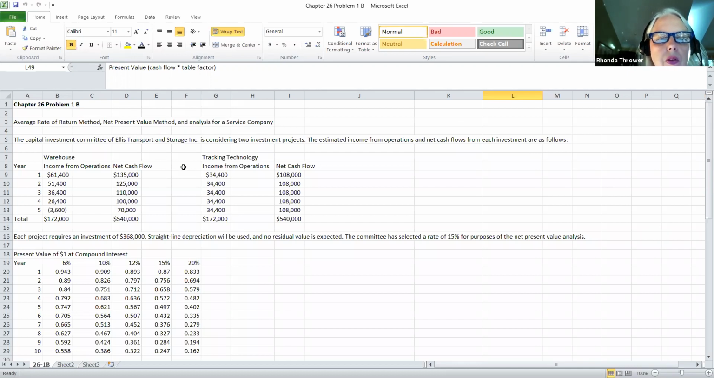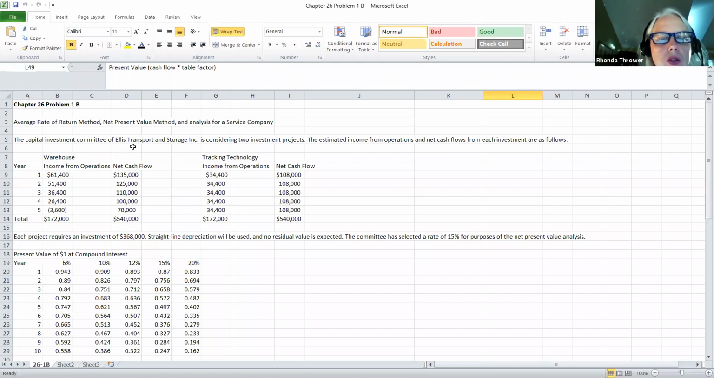Capital investments are investments in fixed assets that companies are wanting to make. And what capital investment analysis does is it allows management to evaluate alternatives in purchasing fixed assets. It allows them to choose which asset is going to be best for the company.